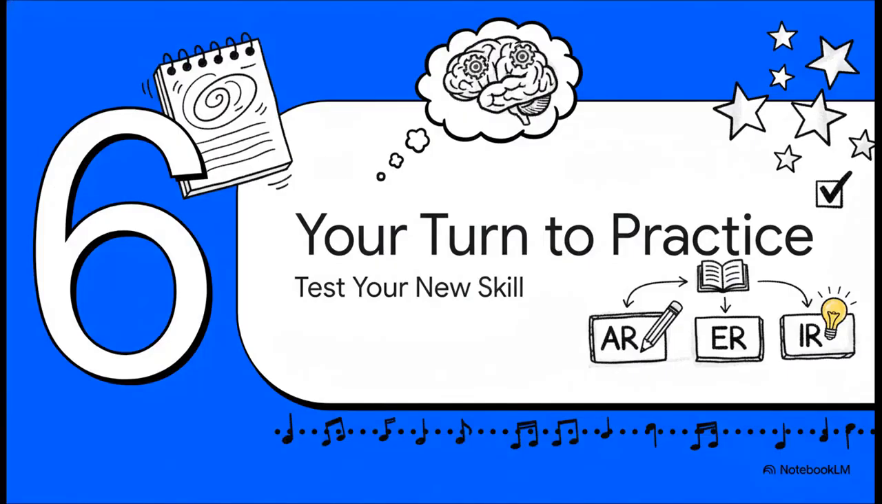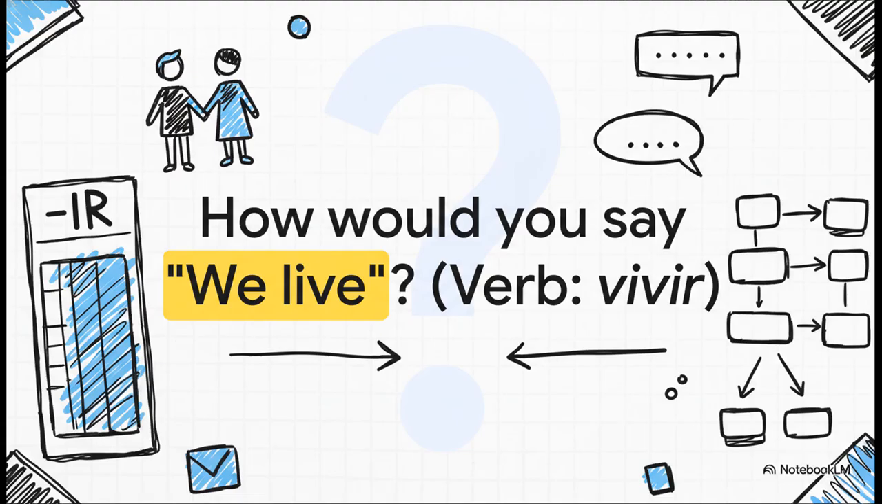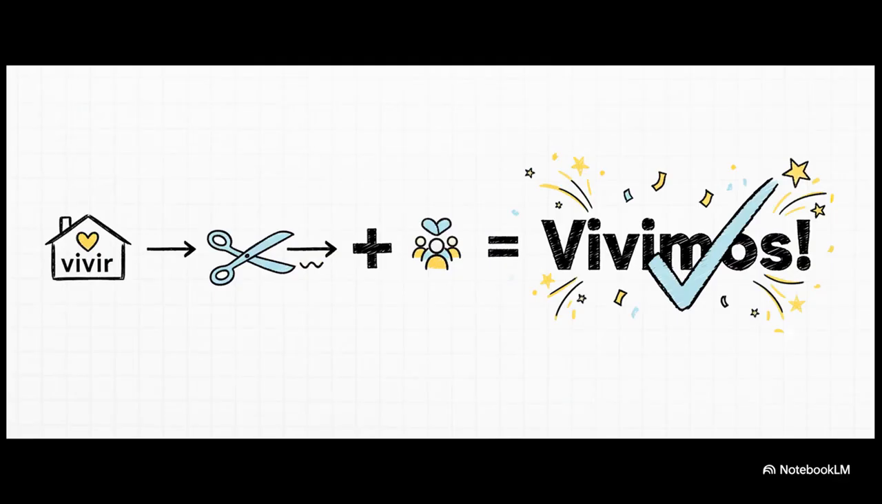Okay, theory time is over. You've seen the patterns, you've seen the rules. It's your turn. Let's do a couple of quick reps to make sure this really sticks. All right, first up, the verb is vivir, to live. So how would you say we live? Think back to that IR pattern for we. Yes, vivimos. You just take vivir, chop off the IR, and add that imos ending. Perfect. You're getting it.